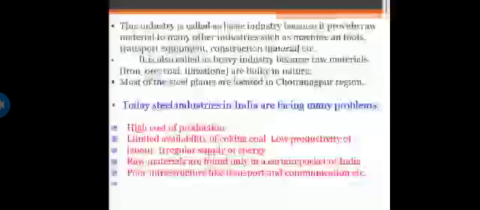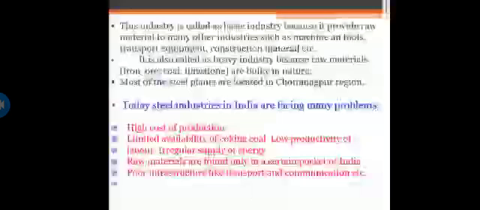Steel industry is called as basic industry. Why? Because it provides raw material to many other industries such as machine and tools, transport equipment, construction material, etc. It is also called as heavy industry because raw materials like iron ore, coal, limestone are bulky in nature. Heavy, I mean to say. Okay. Most of the steel plants are located in Chota Nagpur region of India.